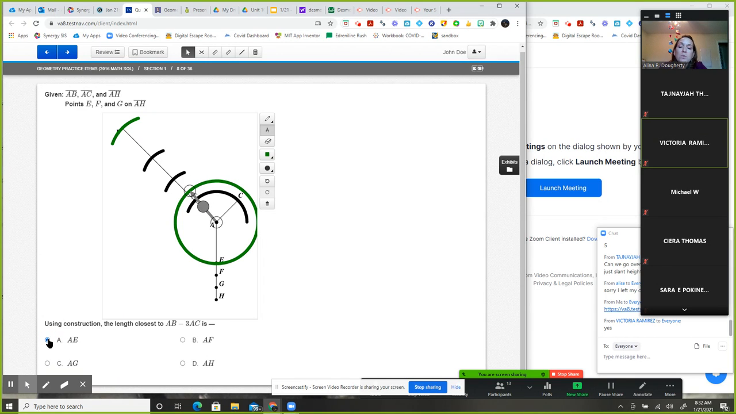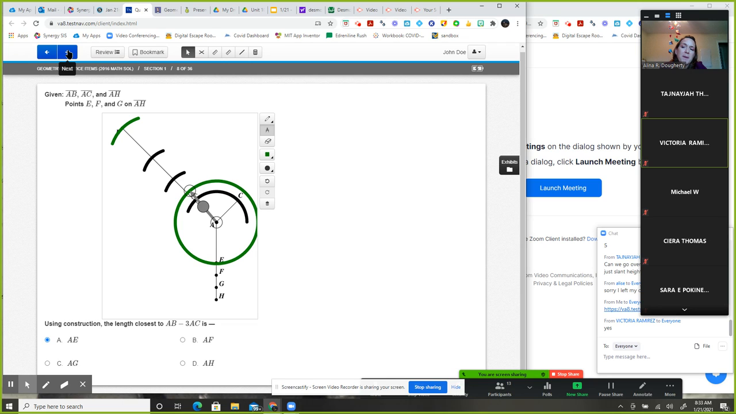This is going to be one of those questions, ladies and gentlemen, that I want you to save for the end of the test. Okay? Unless you really like playing with the compass. If you really like playing with the compass and you want to try it, go for it. Otherwise, save this one for the end of the test because we haven't talked really much about how to use the compasses. Okay?